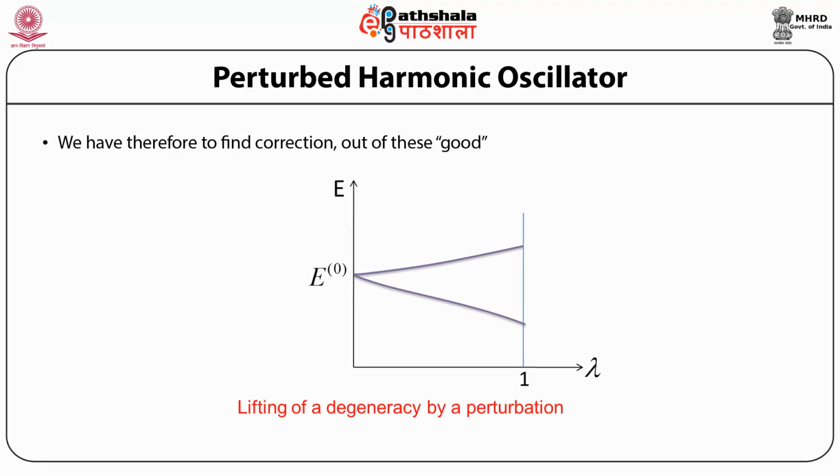Now here we have a figure which shows energy E plotted as a function of lambda. On the scale of energy there is a point at E0 where, depending upon lambda, two lines bifurcate till lambda is equal to 1. So this shows the lifting of a degeneracy by a perturbation. That means the point at E0, which was a single energy, becomes different energies, which is non-degenerate, with increasing value of lambda, shown up to lambda equals 1.